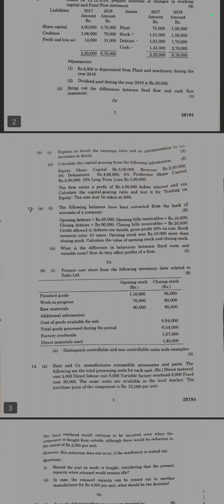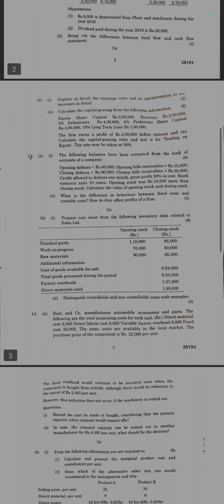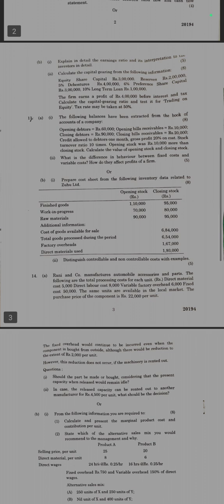And 13th B question: what is the difference in behavior between fixed cost and variable cost? How do they affect the profit of a firm? In this question paper, definitely one balance sheet question is there. How to study the balance sheet, and also fund flow or cash flow, any of these questions is asked. And then, prepare a cost sheet from the following inventory data related to Zuhu Limited. You have to prepare a cost sheet and distinguish controllable and uncontrollable costs with examples.